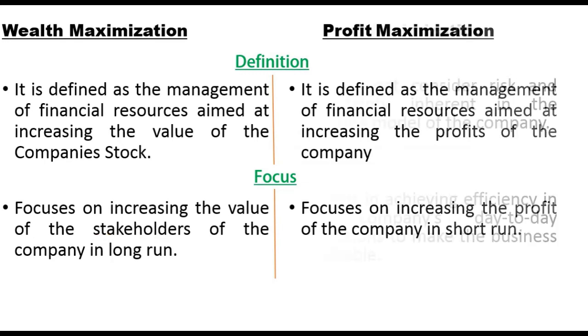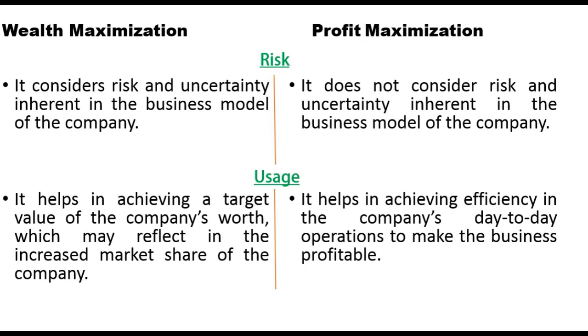All right. So the next point is the risk. We all have heard the very famous dialogue from a series, risk hai to ishq hai. And here also risk is to be considered. We cannot ignore risk. So wealth maximization considers risk and uncertainty, which is obviously inherent in any given business model. However, when we look at profit maximization, the problem is that it does not consider something which is inherent. It's there, it's part and parcel of it. We have to consider that.